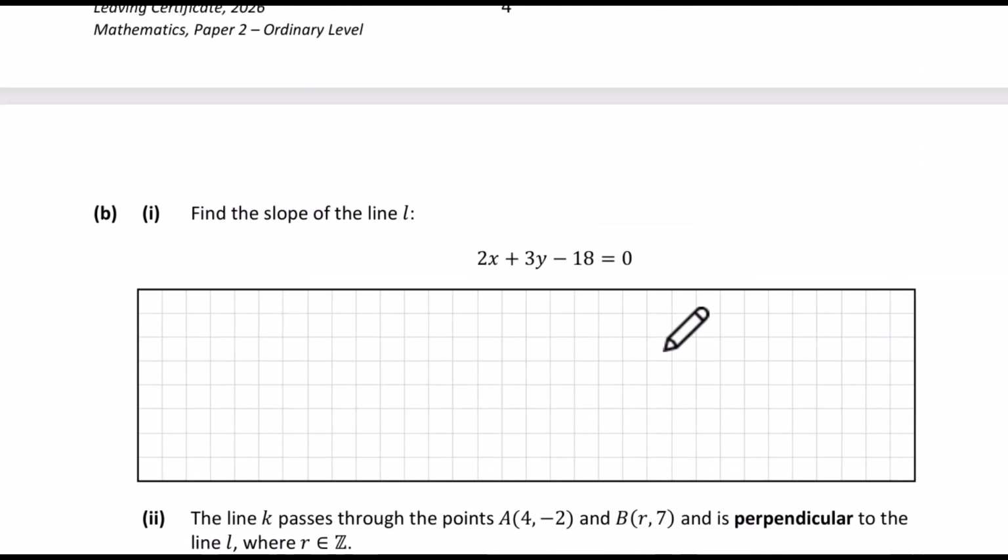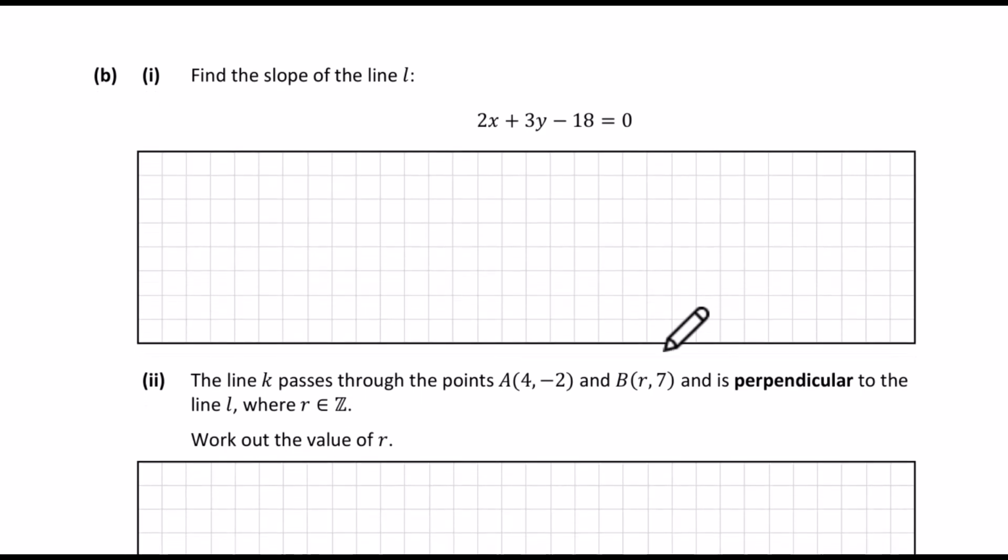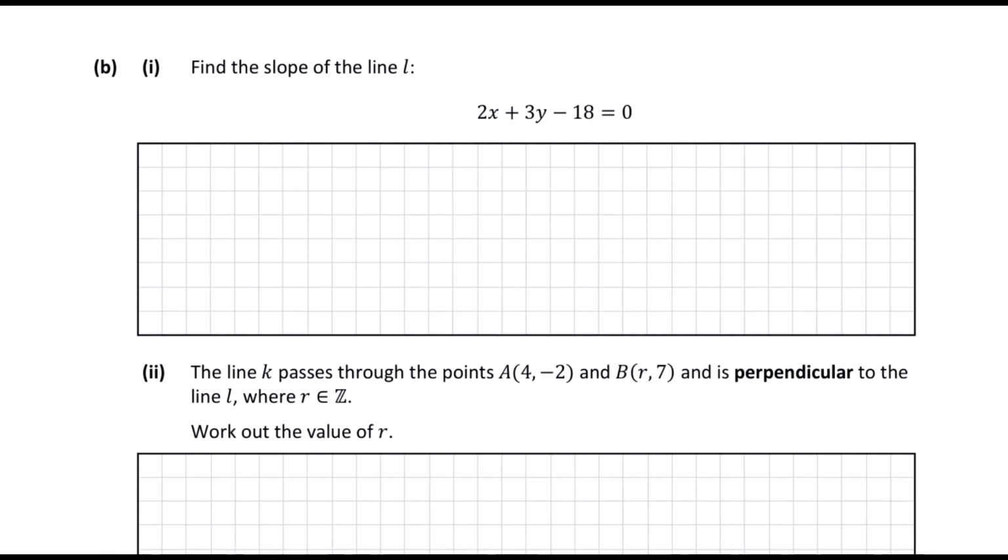Okay, next one, find the slope of the line L, and the line L is 2x + 3y - 18 = 0. So there are a couple of ways of calculating the slope here. We have 2x + 3y - 18 equal to 0. So the easiest way is probably just to put it in the form y = mx + c. So we'd want to make it look like this: y = mx + c. So let's try and get the y on its own.